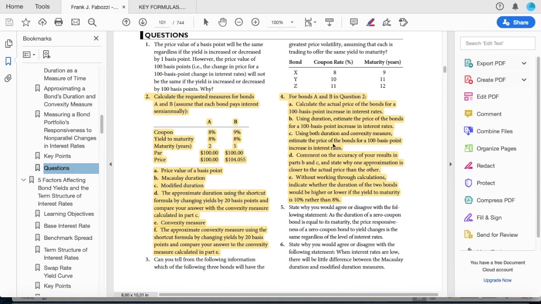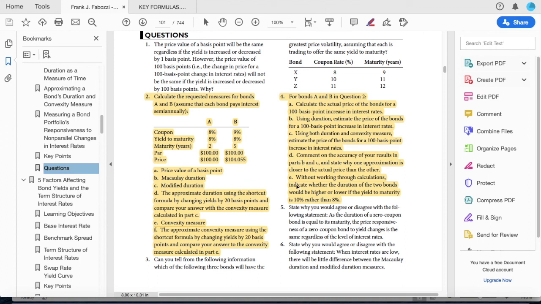Now let's go to the next question. Comment on the accuracy of your results in part B and C and state why one approximation is closer to the actual price than the other. So we already talked about this question. By adding the convexity measure, we are making our estimates more accurate than the case when we just used the duration measure. And this is due to the fact that the curve is convex, and by adding the convexity measure, we are filling this gap between the linear tangent line and the convex curve.